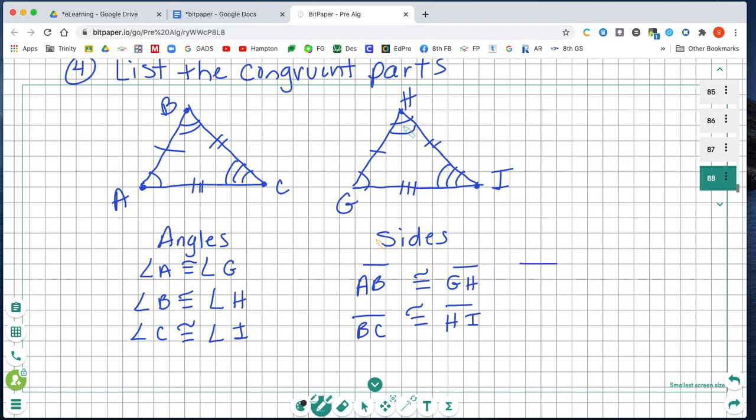And then the last one is side CA, going from angle 3 back to angle 1. So the first one we went AB from angle 1 to angle 2. And then we went from angle 2 to angle 3. And now we're back to angle 3 going to angle 1. So we're looking at CA is congruent to, and we're going to either have IG or GI. So again, I need to go look at what angle is congruent to C. C is congruent to I, so that tells me to start with IG. And now you have reviewed for your test.